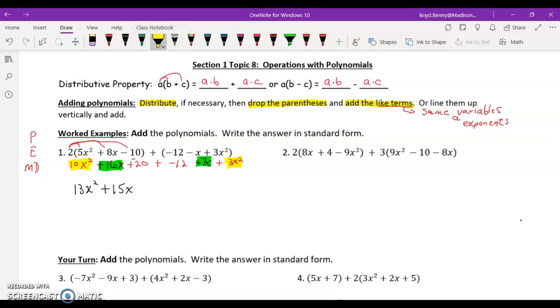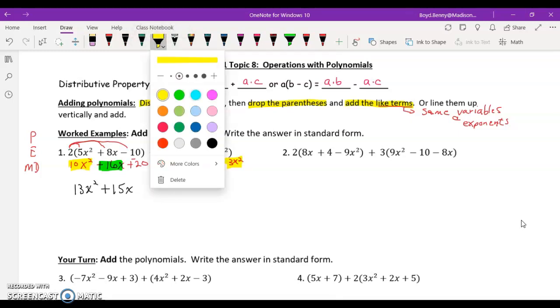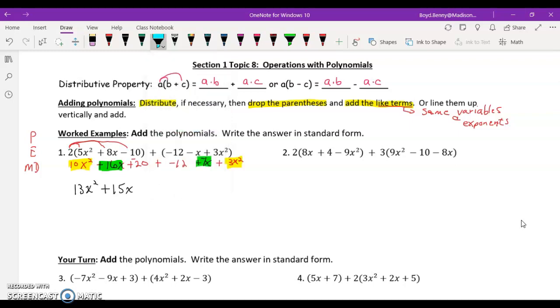Last but not least, we'll put our constants together. So we'll do a negative 20 plus a negative 12. And that's going to give us a result of negative 32. Notice I just write a minus sign for negative. Okay? All right, let's take a look at the second one.